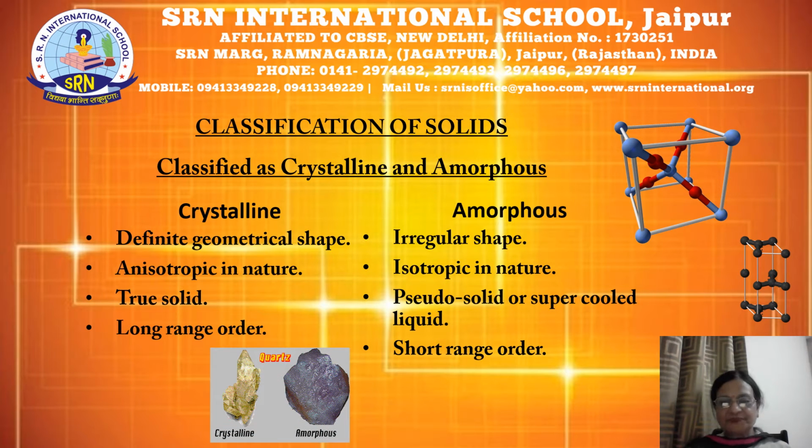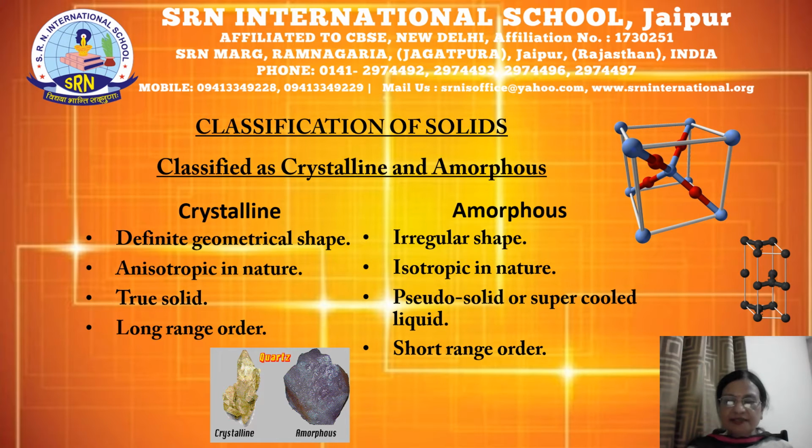Classification of solids. Solids are classified as crystalline and amorphous. Crystalline solids have definite geometrical shape, whereas amorphous solids have irregular shape. Crystalline solids are long-range order, which means that the pattern of arrangement of particles is regular and repeated periodically over the entire crystal. In the case of amorphous, they are short-range order, where the pattern of arrangement of particles which is periodically repeated is only for short distances.